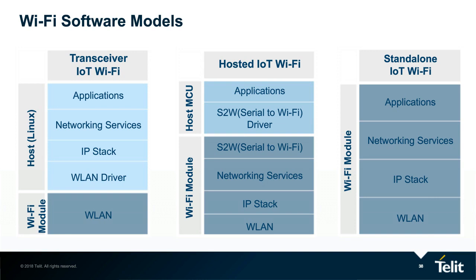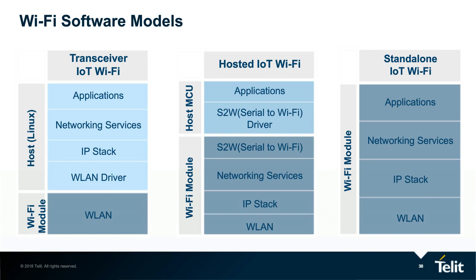Now, the second one is hosted IoT Wi-Fi. I call it that because there is a host MCU, which could even be an 8-bit MCU, and the interface to the Wi-Fi module is over standard interfaces like SDIO, SPI or UART. The prominent software interface between the host MCU and the Wi-Fi module is over simple AT commands. In this case, the network services, the IP stack, the wireless LAN services, everything runs in the Wi-Fi module. So the host MCU is relieved of all the wireless LAN capabilities, and it just talks to the module over the simple AT interface.